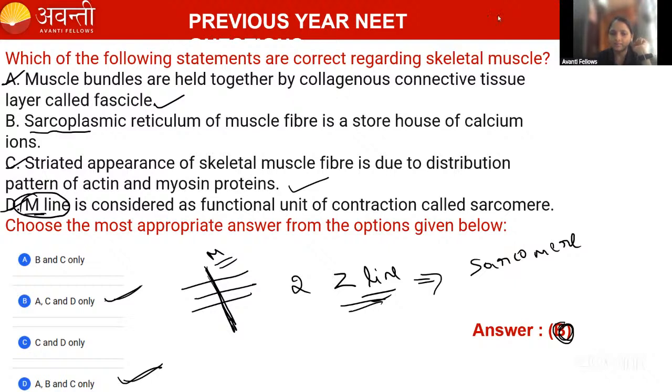Z line. Z line, right? See, the correct answer is ABC. Did you understand? Can you give me a thumbs up if you understood?